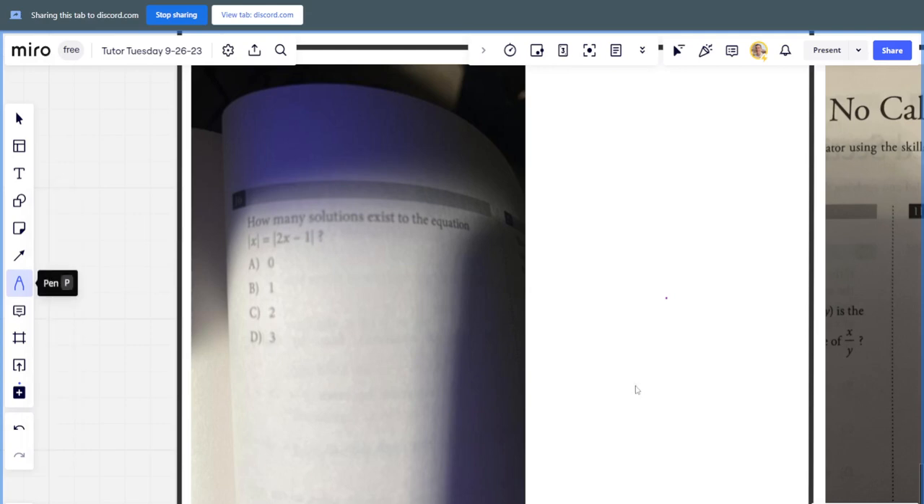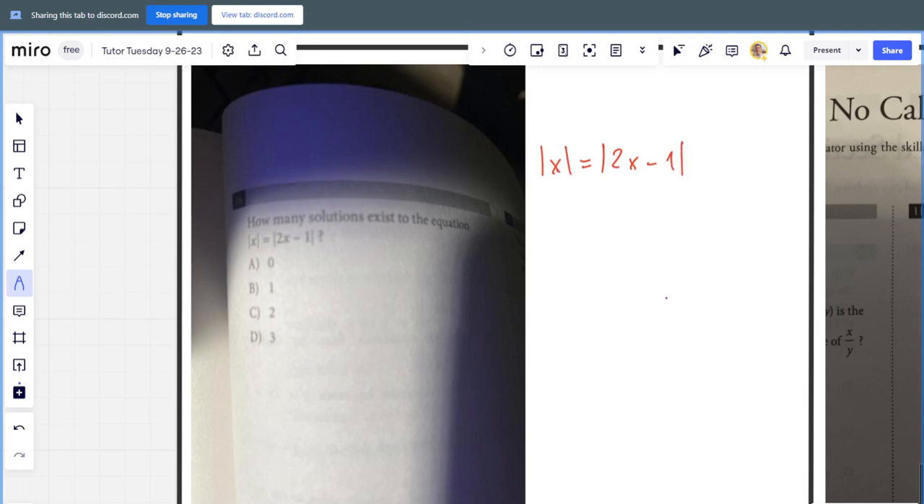Let's see, how many solutions exist to the equation absolute value x equals absolute value of 2x minus 1? You could honestly graph this out and tell, and that's what I'm actually going to do to validate my solution. But just from first glance, I'm guessing it'll be something like, no guesses. Let's just solve it out. We have absolute value x equals absolute value of 2x minus 1.